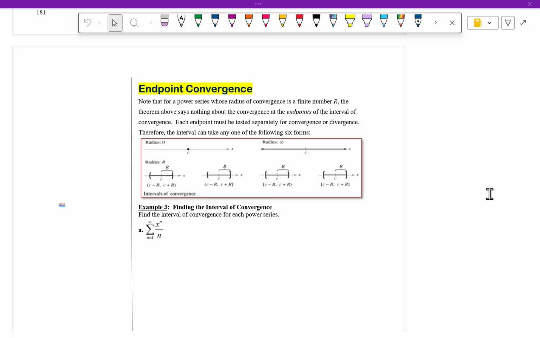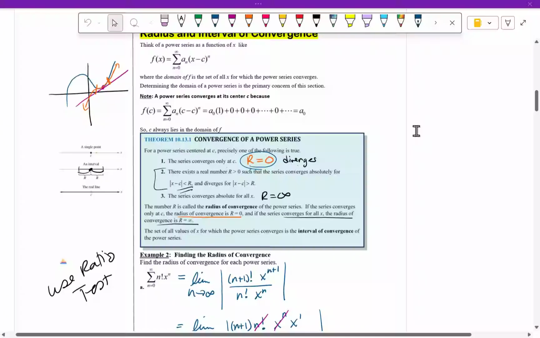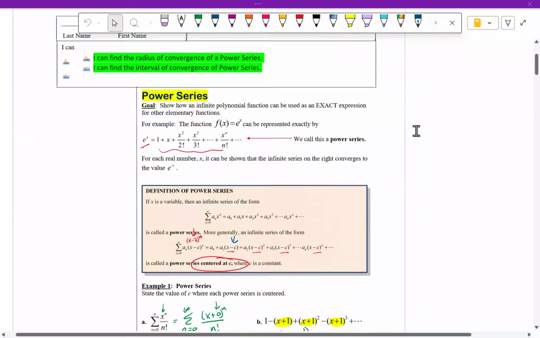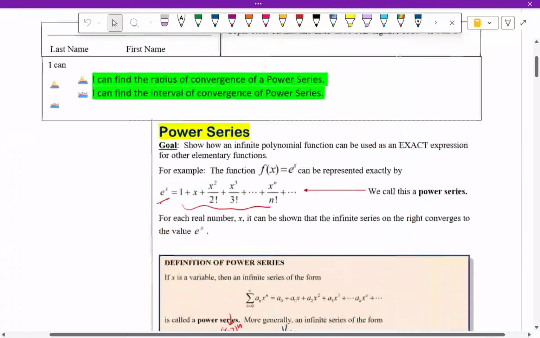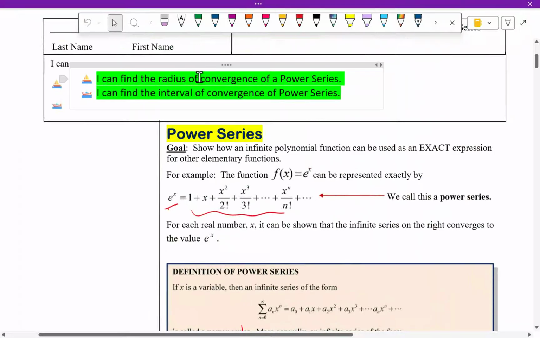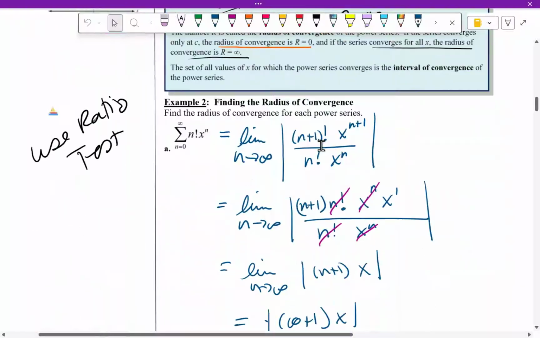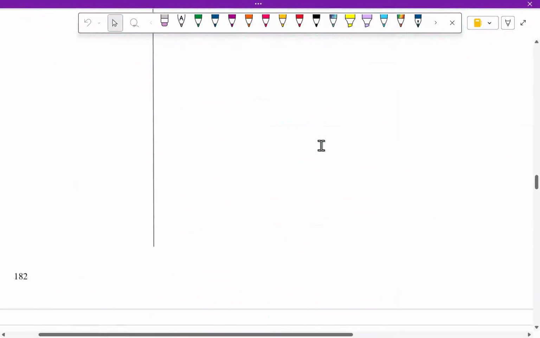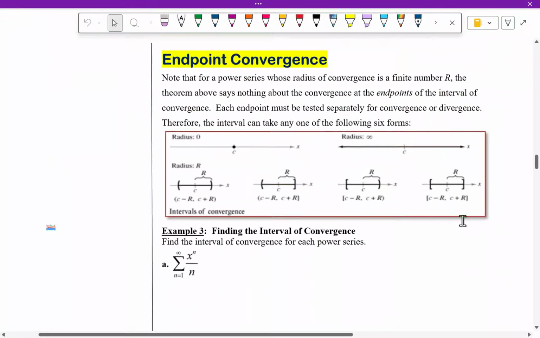Okay. Let's take a look. What we've been working on, if we go back and look at our success criteria, we're supposed to be finding the radius of convergence, which we did on Friday, and then the actual interval of convergence, which we sort of touched on but didn't quite finish because there's an extra catch to it. It's possible that one of the endpoints is not included in the interval, meaning I have to determine if the actual endpoint converges or diverges.